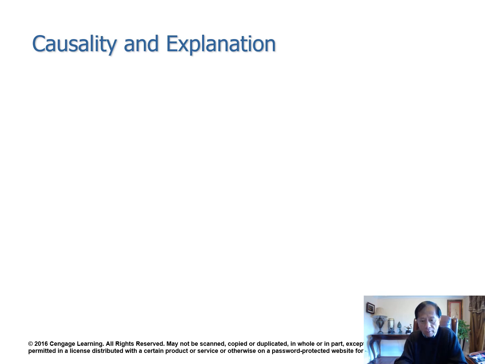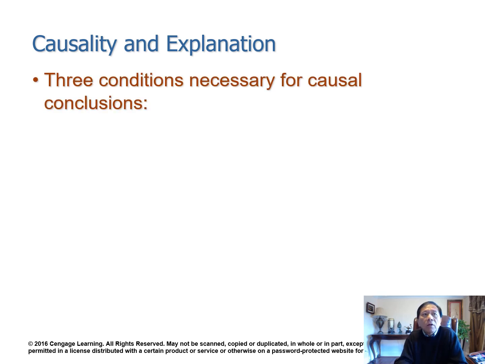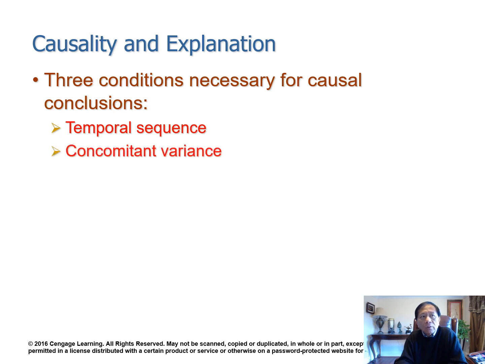Now let's talk about causality and explanation. There are three conditions necessary for causal conclusion, and we talked about this before. Let's reinforce that here. The three conditions necessary for causal conclusion: temporal sequence, concomitant variance, and non-spurious association.